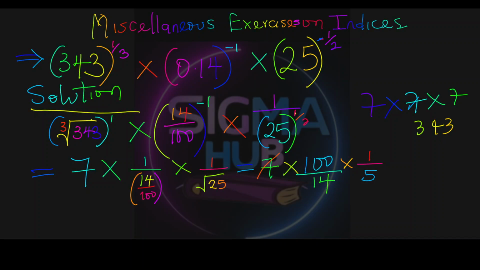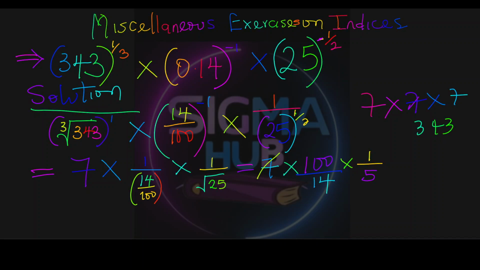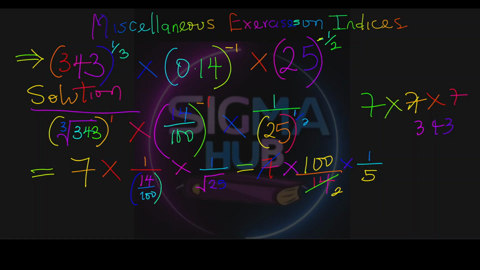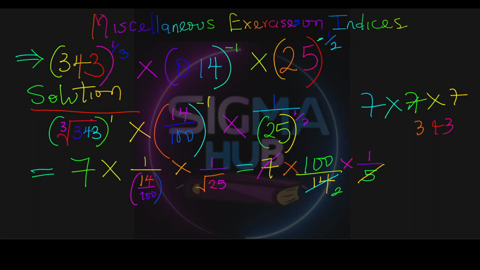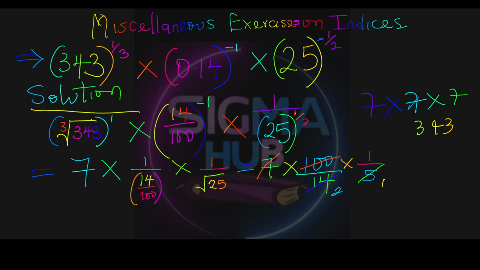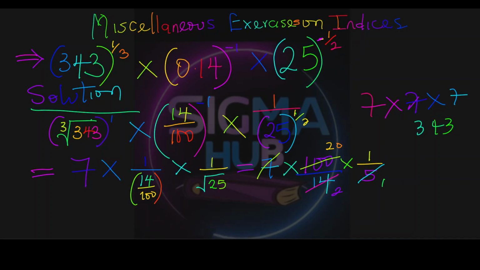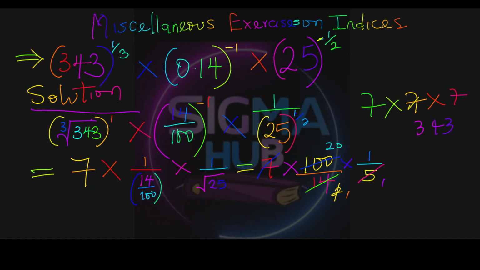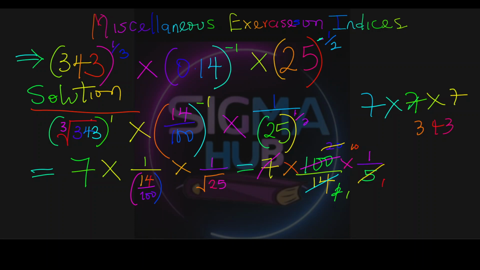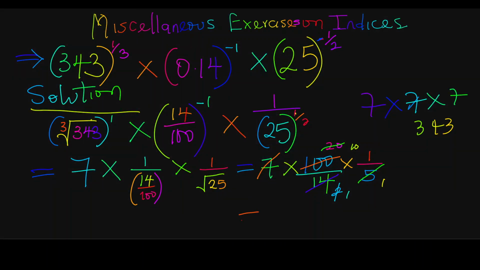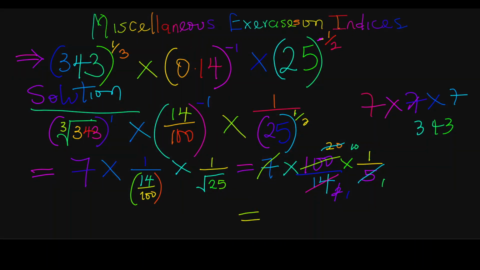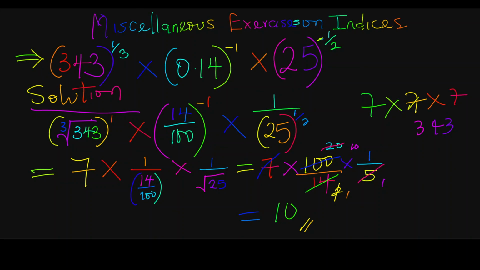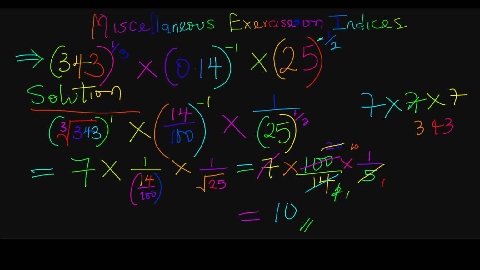You know that 7 can go in 7, which is 1, and 7 can also go in 14, which is 2. Also, we know 5 can go in 5, which is 1, and 5 can go in 100, which is 20. And also we have 2 in 2 is 1, and 2 in 20 is 10. So the final answer is 10. As simple as that, applying the laws of indices.